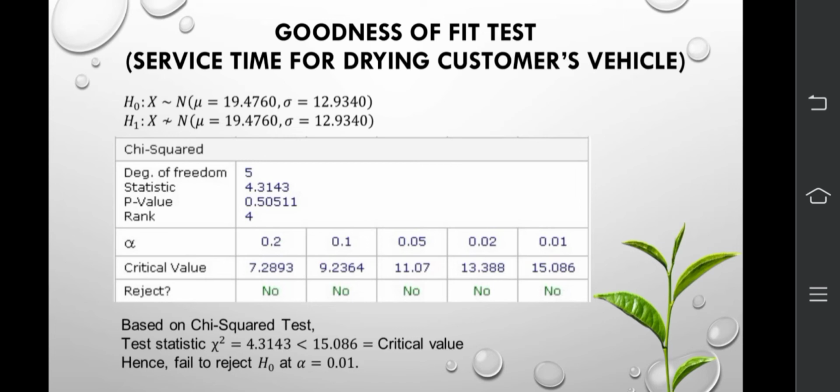And the last one is service time for drying customer vehicle, which we can see here. The chi-square test statistic is 4.3143, which is less than the critical value, hence fail to reject H0 at alpha 0.01. Then we can also see here the probability density function.